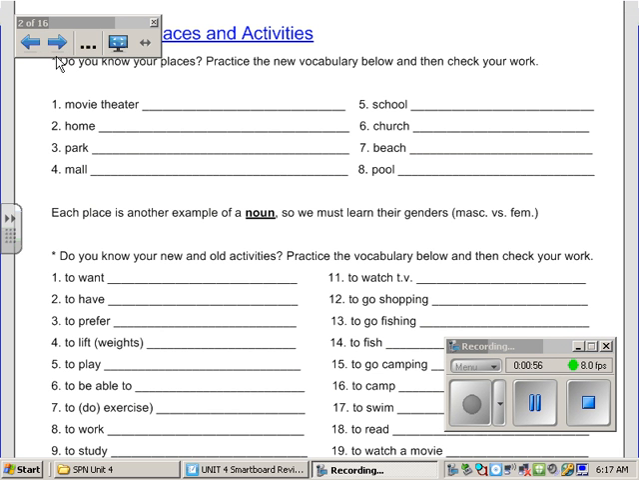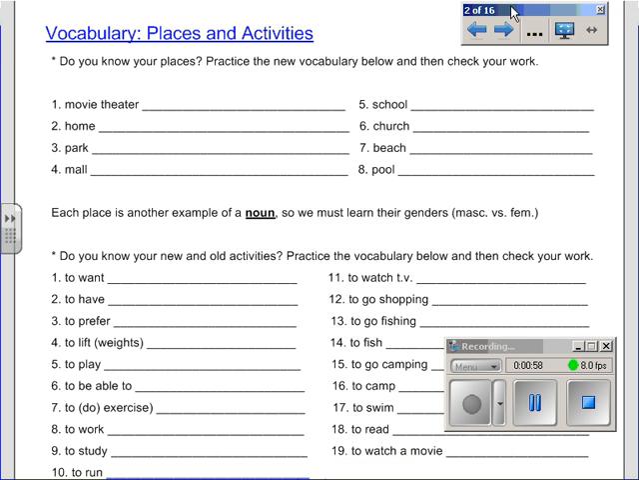Vamos a empezar con los lugares y las actividades. Lugares, it means places. And we had several different places that we focused on. These are just a few of them, 8 of them. You want to press pause now and try it out. Do you know your vocabulary? Do you know your places and your activities? Make sure that you consider for the places that they are nouns. And therefore, there should be an article with each one, el or la. Press pause now and try it out.